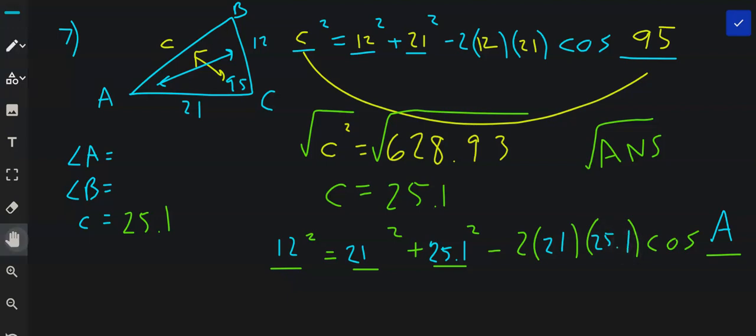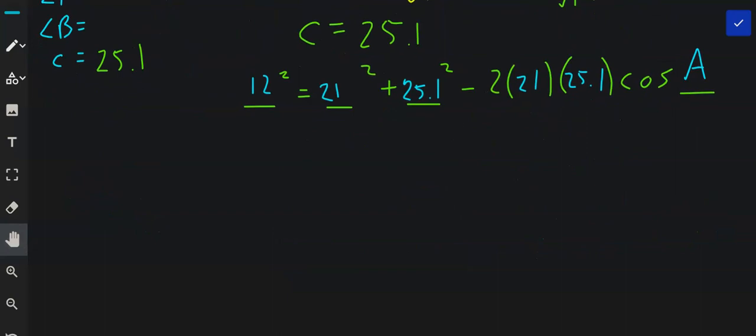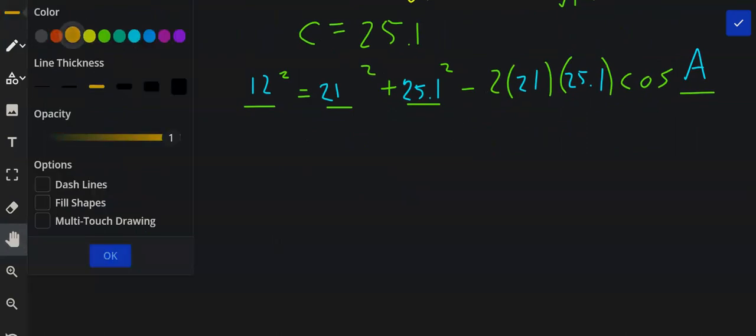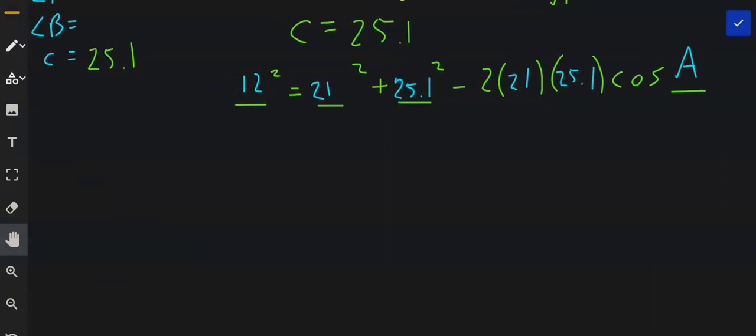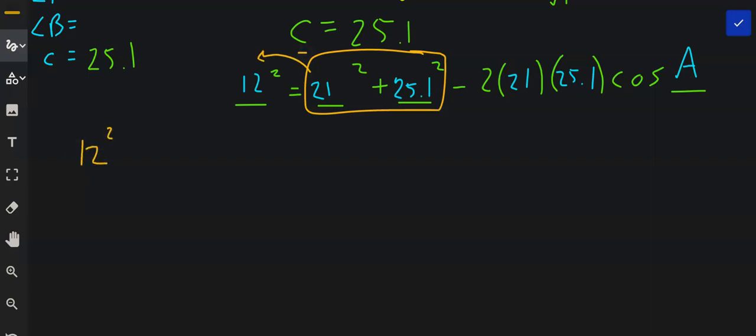What do we need? What are we going to do with that chunk right there? We can combine them, but what are we going to do with it after that? Subtract it to the other side. Now, me personally, when I type it on a calculator, I type 12 squared minus 21 squared plus 25.1 squared.